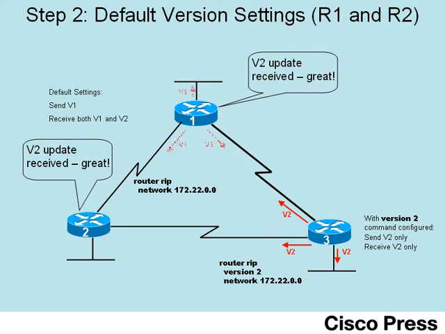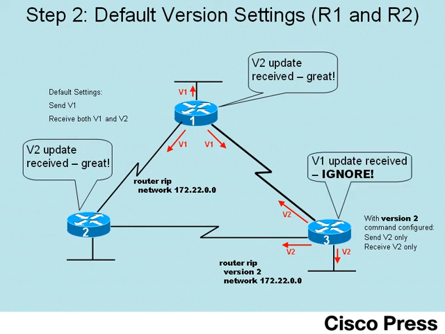However, say router 1 starts to send an update, it only sends version 1 updates. It does not send version 2 updates. So when R3 receives that update from router 1, router 3 simply ignores the updates. Similarly, when router 2 sends its RIP version 1 updates, router 3 also ignores those updates. So right now, router 3 should not be learning any routes either from router 1 or router 2.